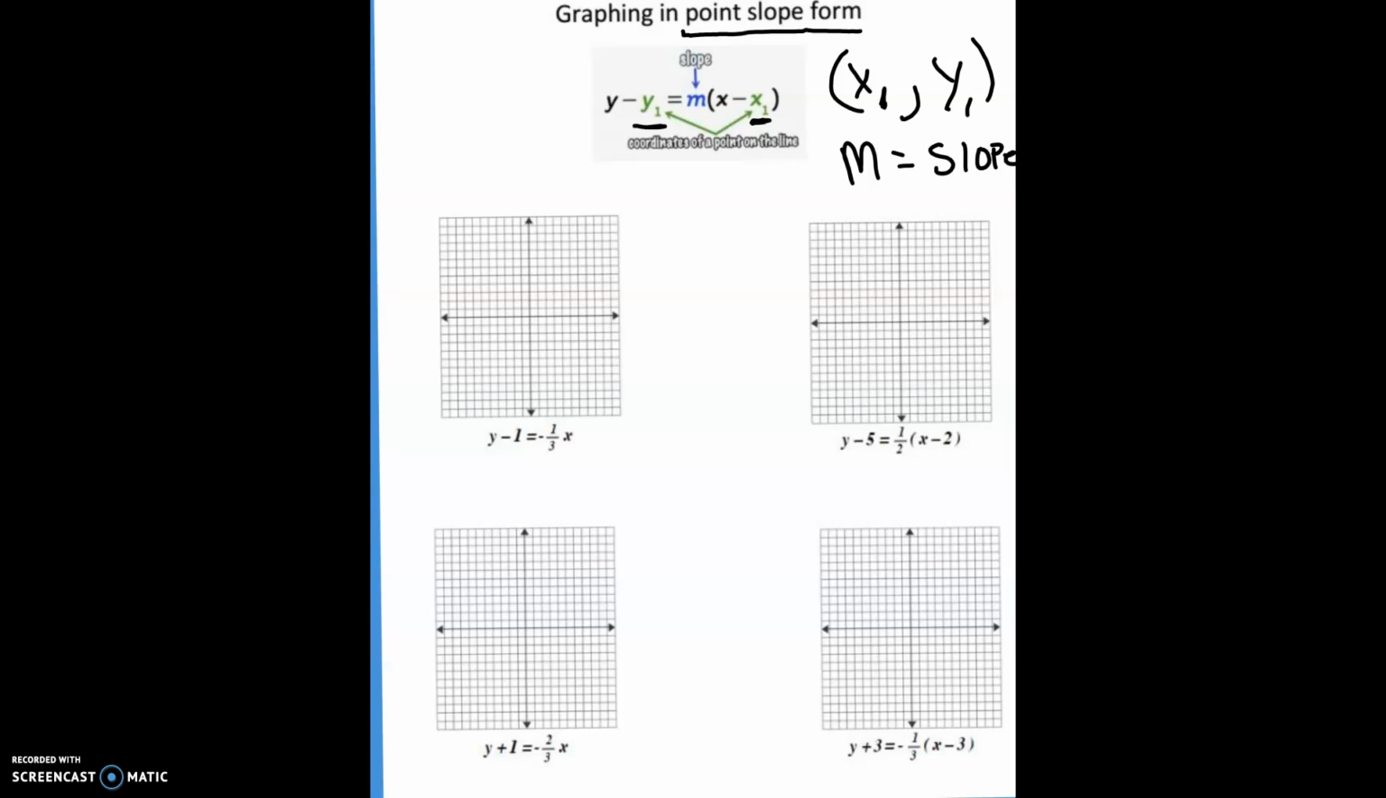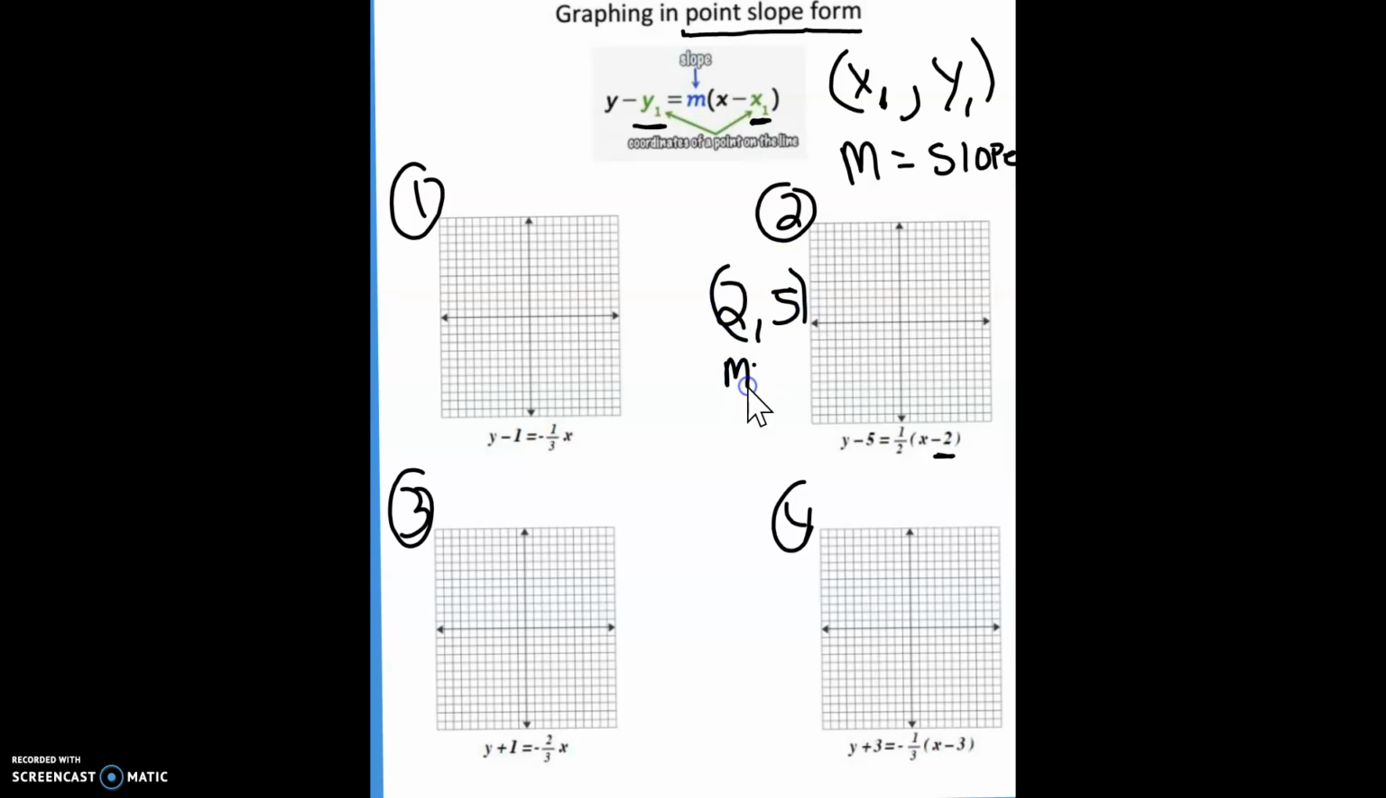All right, so I'm going to do the second one first, and then we'll talk about this one. If you look at this one, you'll notice that the ordered pair for number 2 is going to be 2 for my x-coordinate, 5 for my y, and my slope is going to be a half, so it's going to be a positive slope going up.